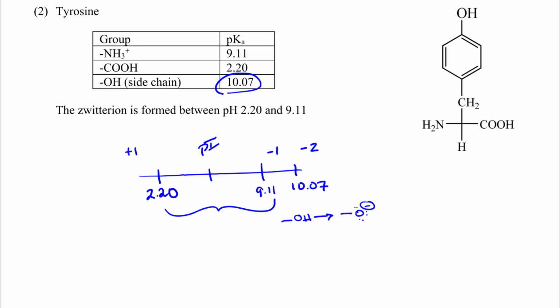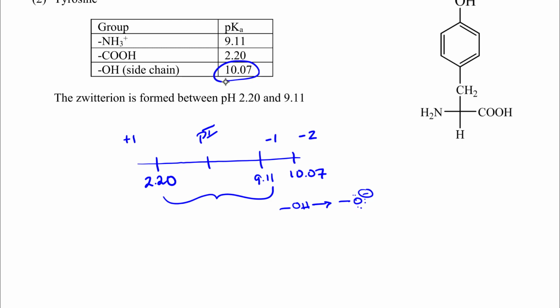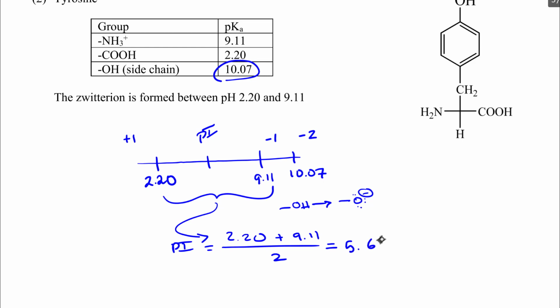And for the instance of tyrosine, the pKa of the side chain is so high that it's not between the amine and the carboxylate in the sort of parent chain of the amino acid. And the result is, right, you calculate the pH as 2.20 plus 9.11 divided by 2. This is pi. And that value is 5.655, and then I'll round to 3 sig figs, so 5.66, like that.